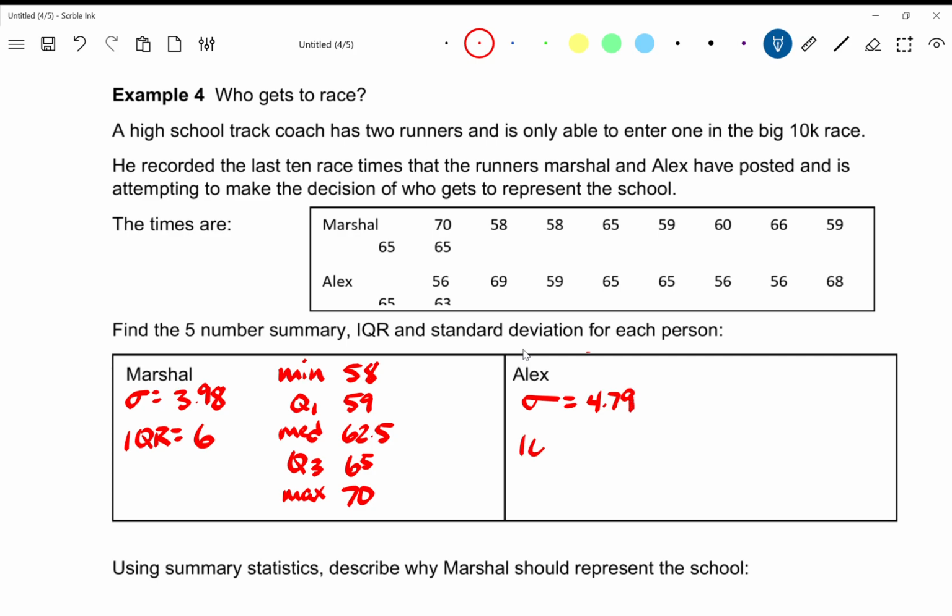interquartile range of 9, a min of 56, quartile 1 of 56, median of 64, quartile 3 of 65, and maximum of 69.